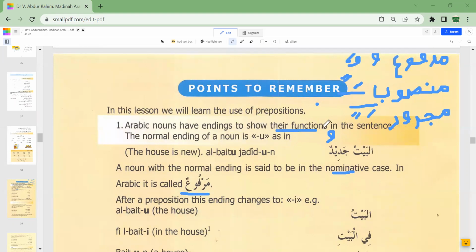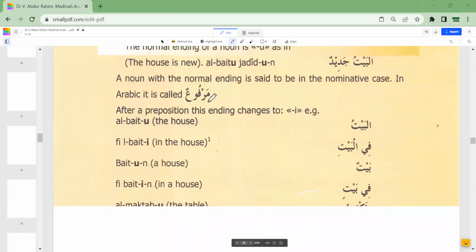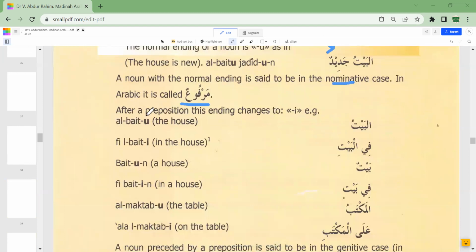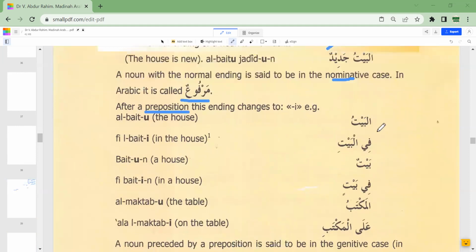Now, if by default it's always marfu, when does it change to majroor and mansub? When something is added before or after that noun. In this case, we're talking about majroor. When does the noun become majroor? When we have prepositions added before the noun. Prepositions in Arabic are called huruful jarr. So al-baytu, the house, in its normal state is marfu. When you add a preposition, harf of jarr, before it, it becomes majroor.